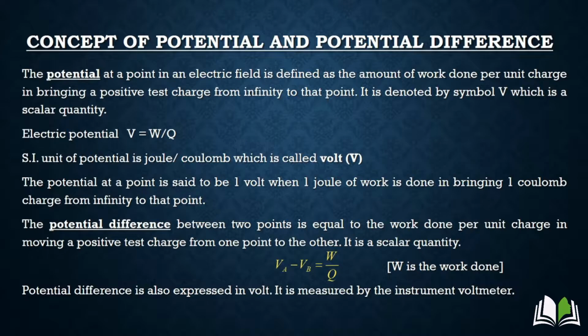So if VA be the potential at point A and VB the potential at point B, then VA minus VB is equal to W by Q. So this is the basic difference between potential and potential difference. The unit of potential difference is also the same as the unit of potential, which is volt. The instrument which can measure the potential difference between the 2 points is known as a voltmeter.